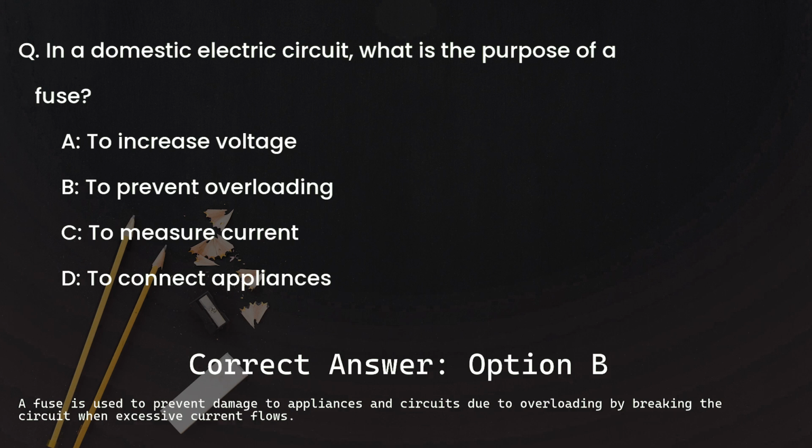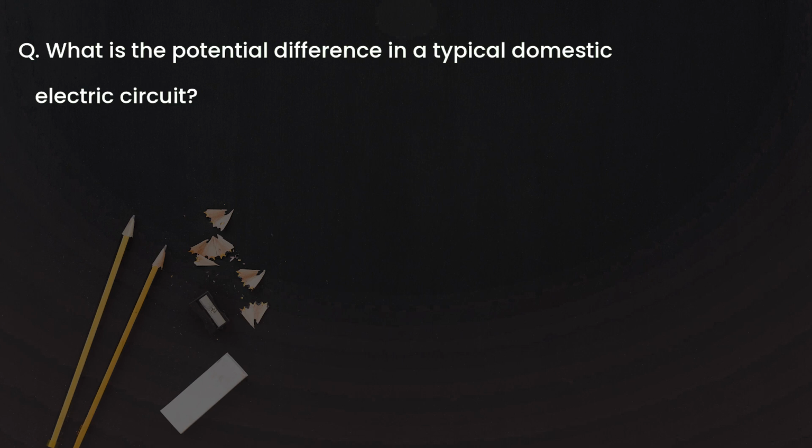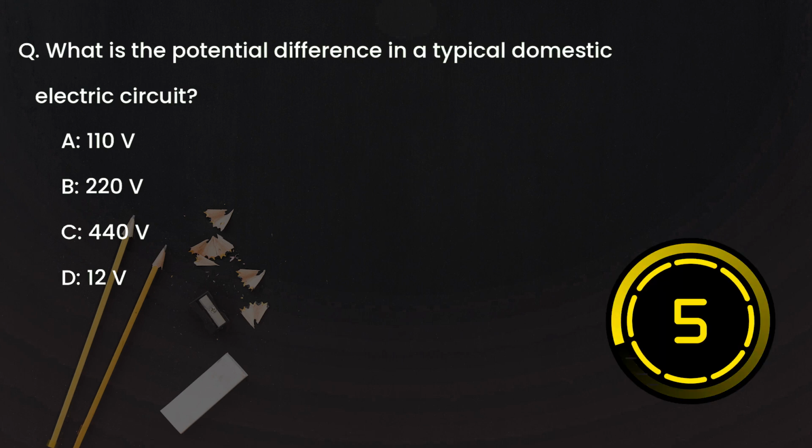Question: what is the potential difference in a typical domestic electric circuit? Option A, 110 V. Option B, 220 V. Option C, 440 V. Option D, 12 V. You have 5 seconds to answer the question.